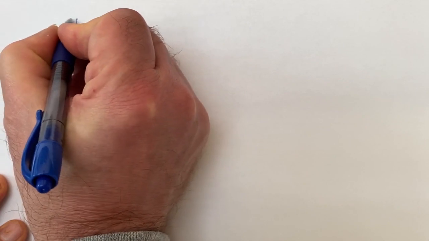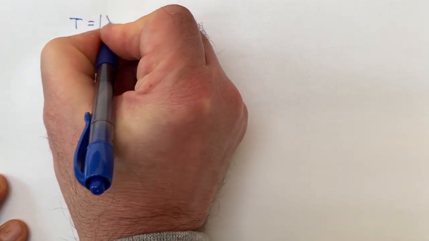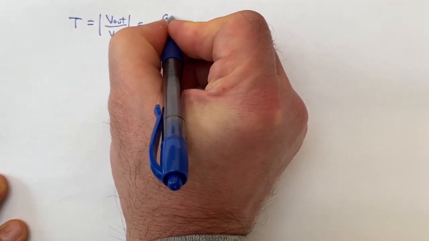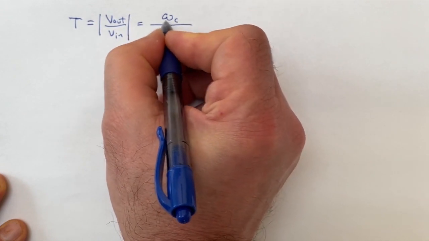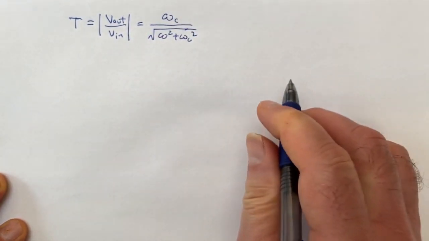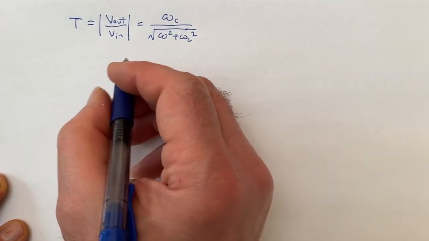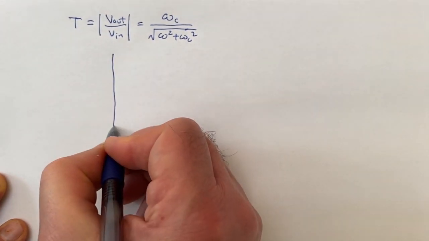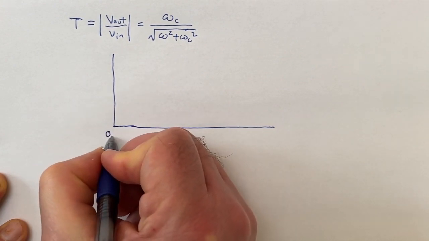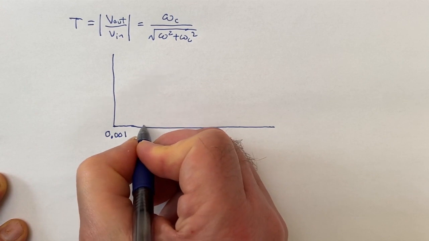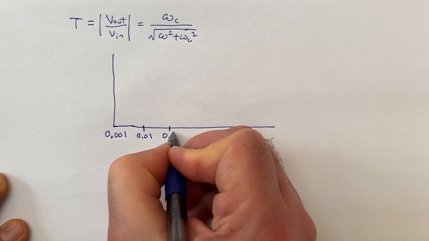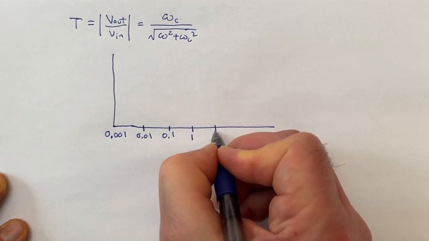So let's look at this transmission again, V out over V in, taking the magnitude, and have this function: omega sub c, that's a constant, and then omega squared plus omega c squared. Now it helps to plot this in a way where your horizontal axis, let's say we start out at 0.001, if we make one step, it's then 0.01, and make another step, 0.1, make another step, 1. At each step, you're multiplying by 10.